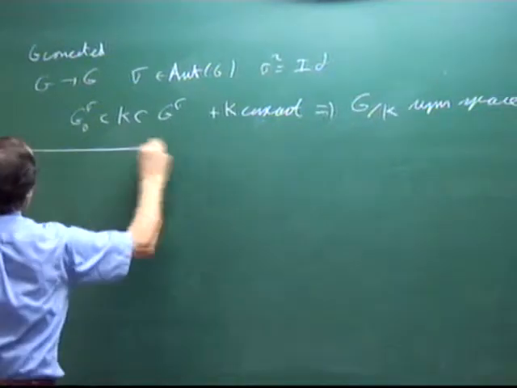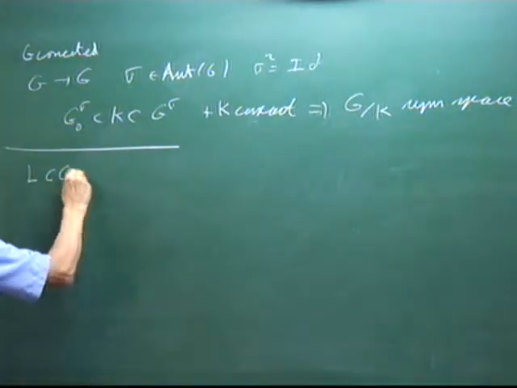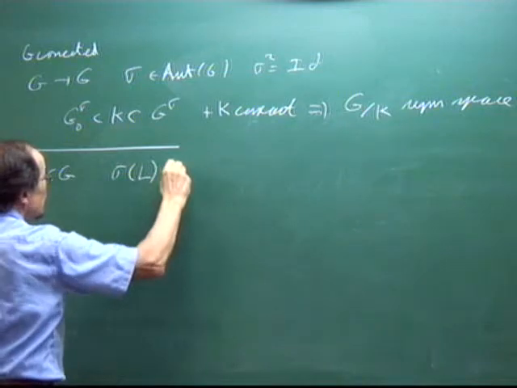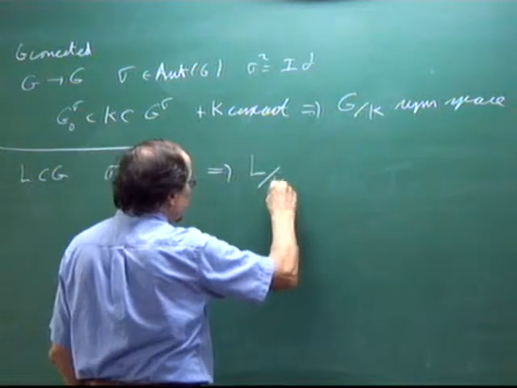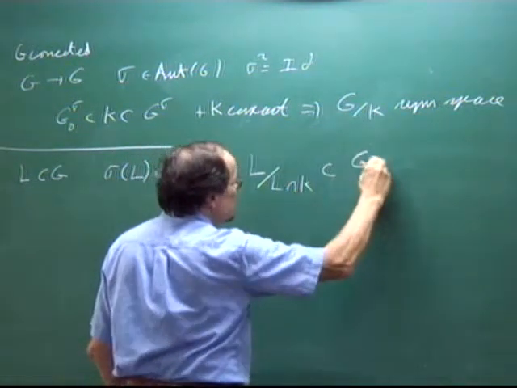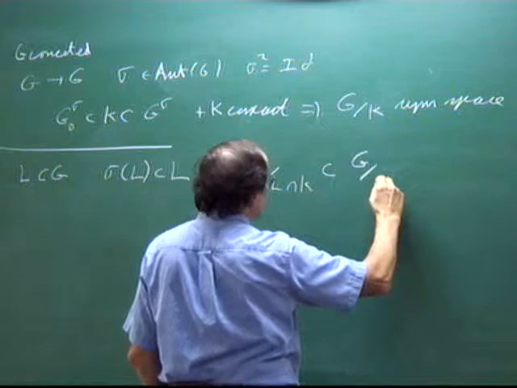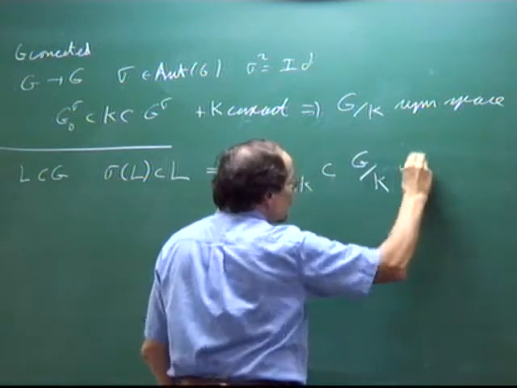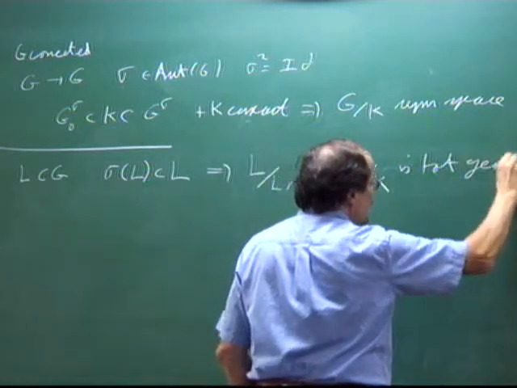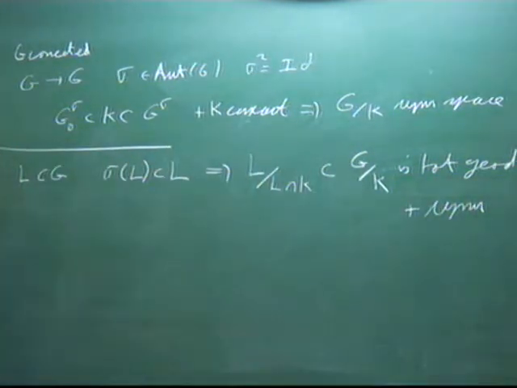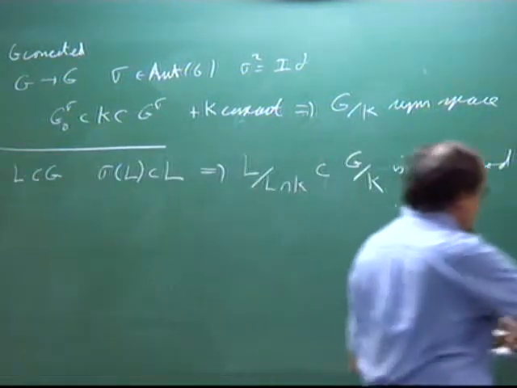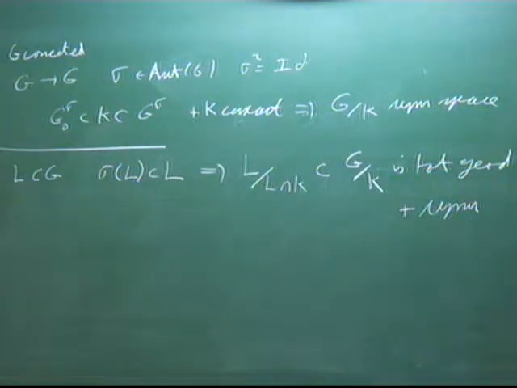And the other fact was that if I now have a subgroup L inside G, which is preserved by this involutive automorphism, this implies that L divided by L intersected K inside G divided by K is totally geodesic and symmetric. So there are some nice natural totally geodesic submanifolds inside the symmetric spaces, which I can get from the involution.